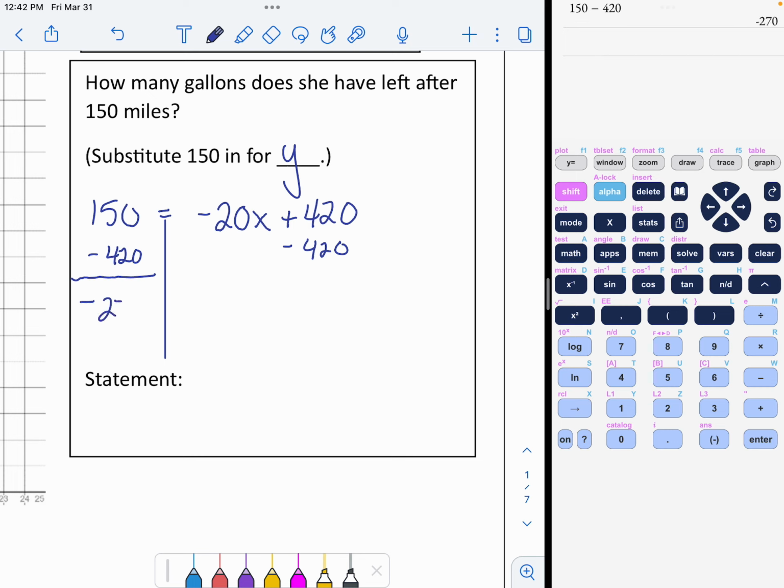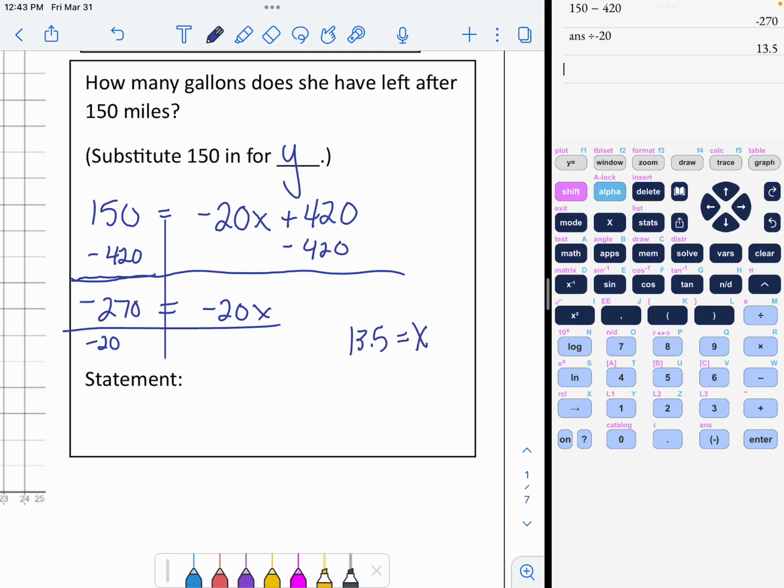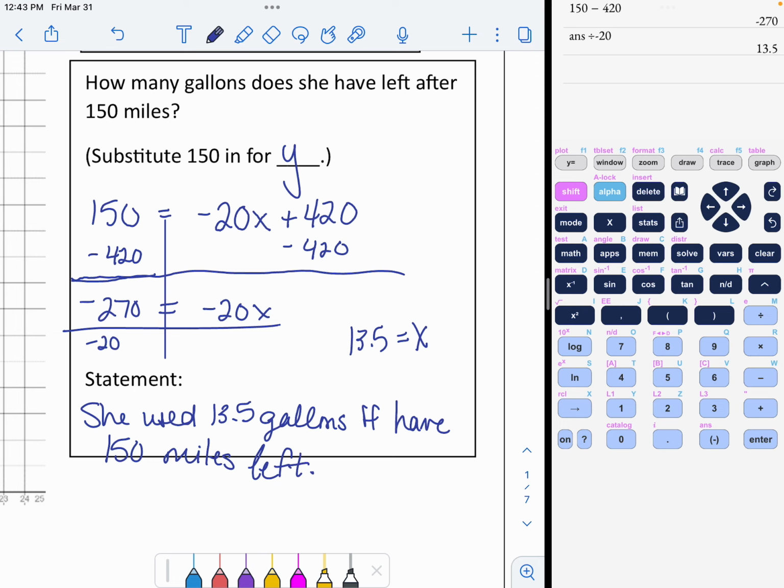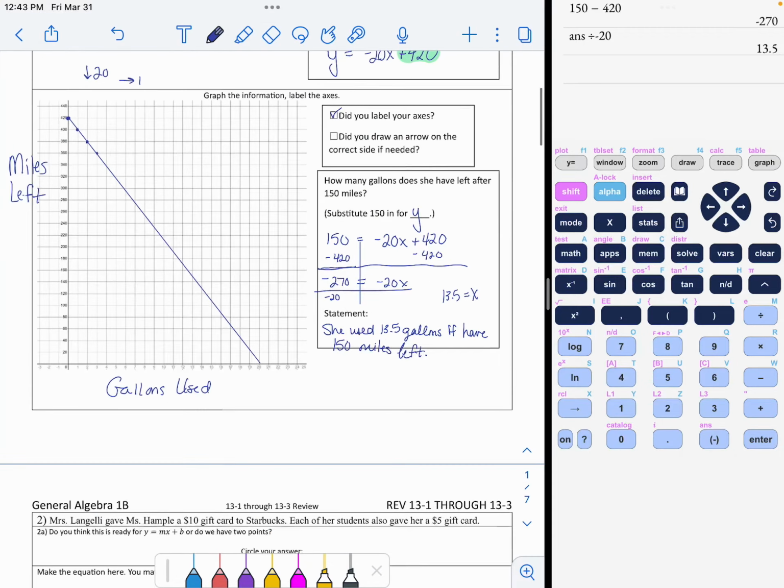So negative 270 equals negative 20x, and divide by negative 20, and I get x equals 13.5, and x stood for gallons. So she used, or I used, 13.5 gallons if I have 150 miles left. All right, pause the video and rewind if you need any further explanation.